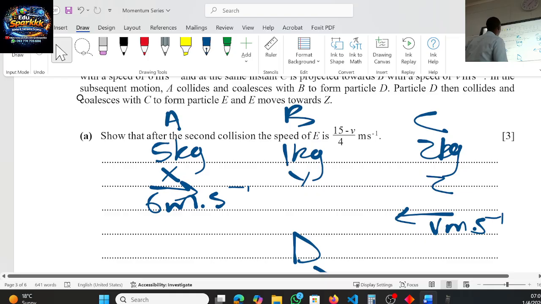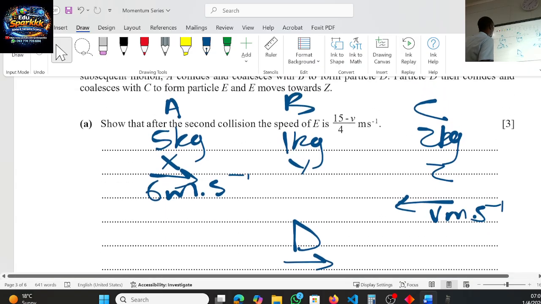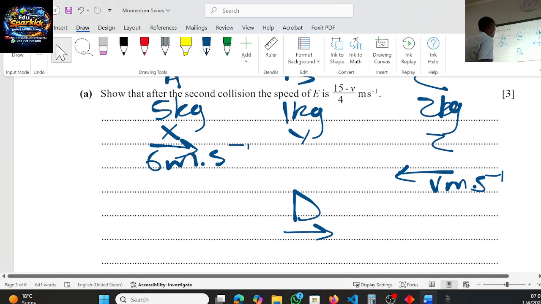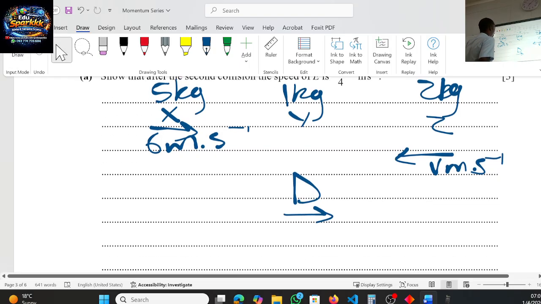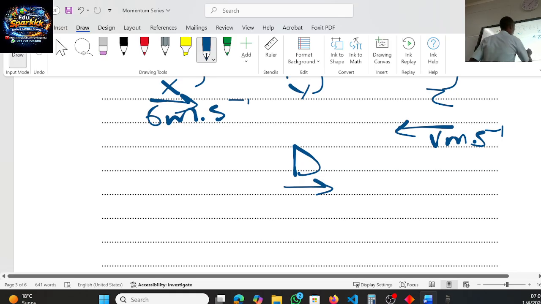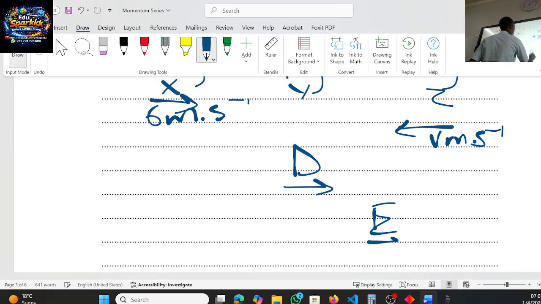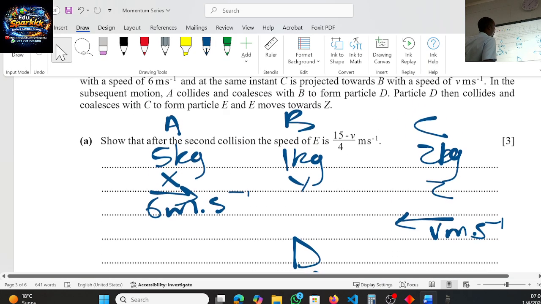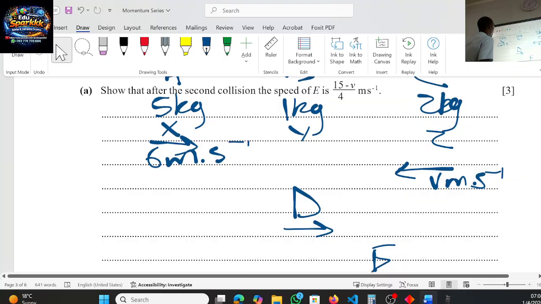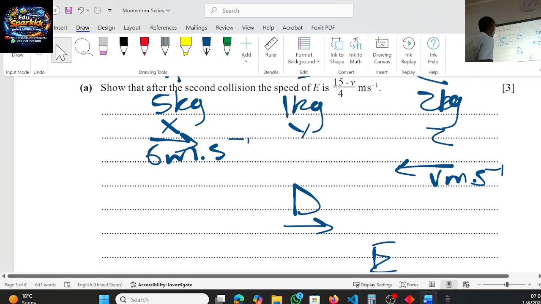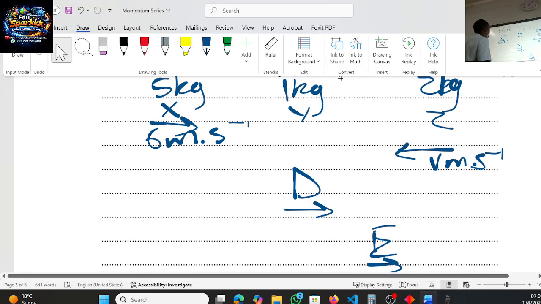Then particle D collides and coalesces with particle C to form particle E, which moves towards Z. So when the final collision happens, somewhere here, we have this particle moving towards position Z. So show that after the second collision, the speed of E is 15 meters per second. So we're going to have two collisions, and then let's have a look at what's happening there.